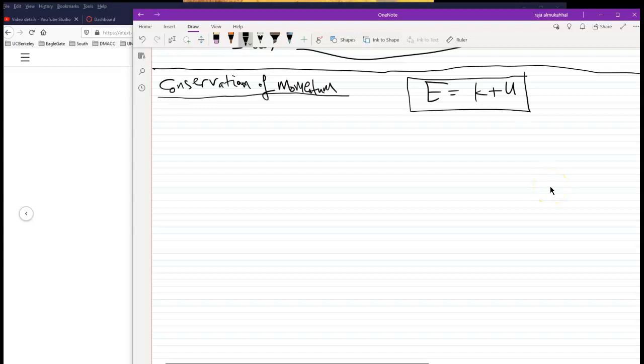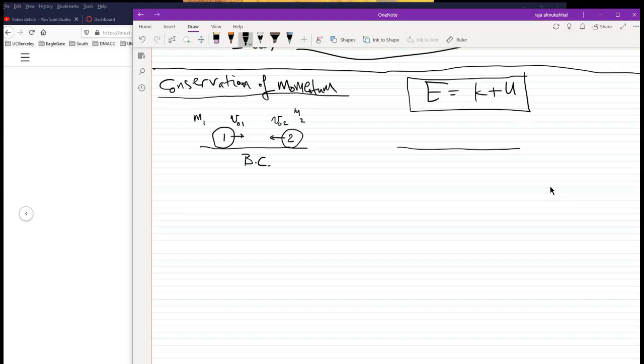Let's say, for example, there are two balls rolling toward each other. They're about to collide with each other. Ball 2, ball 1, going toward each other like that. Ball 1 has an initial velocity v01. Ball 2 has initial velocity v02. Mass of ball 1, m1. Mass of ball 2, m2. Got it so far? This is all BC.